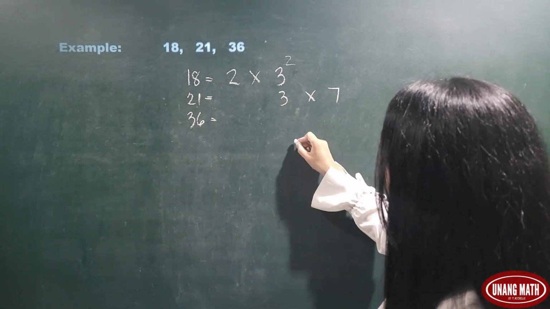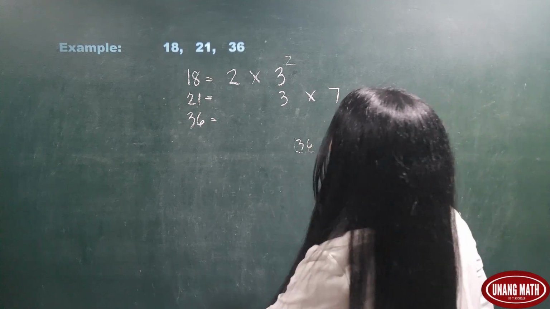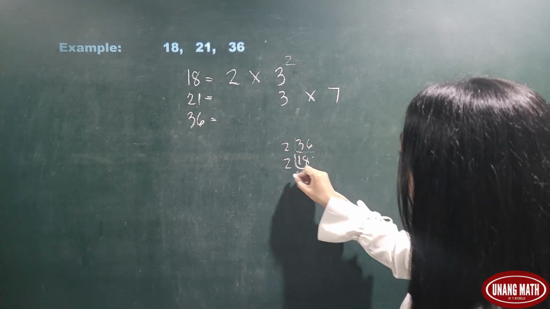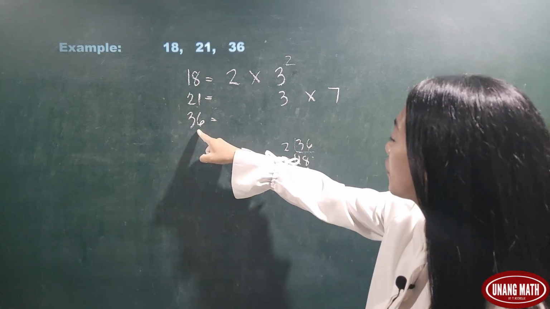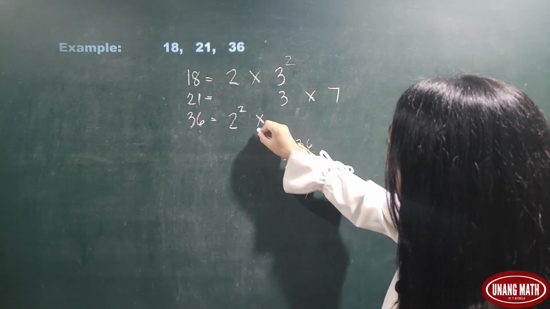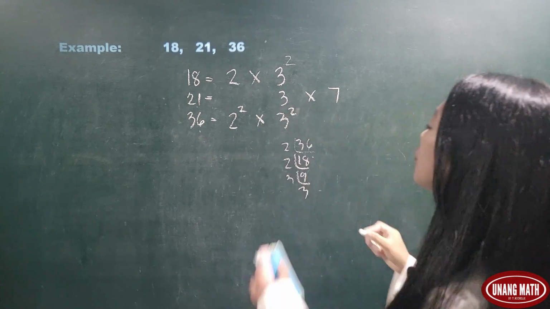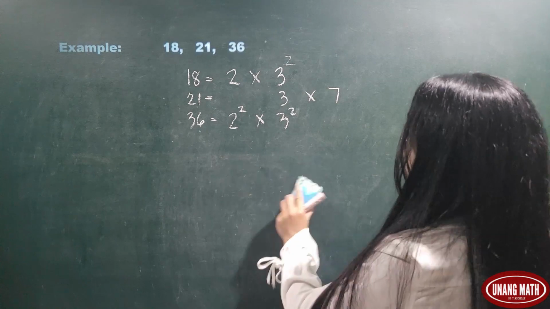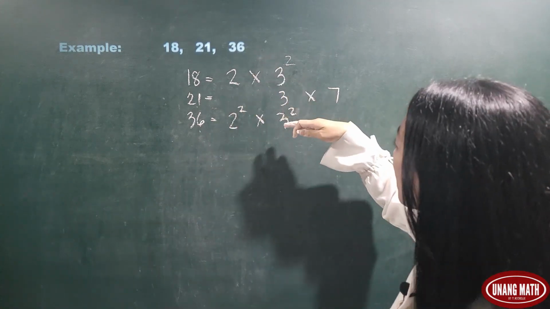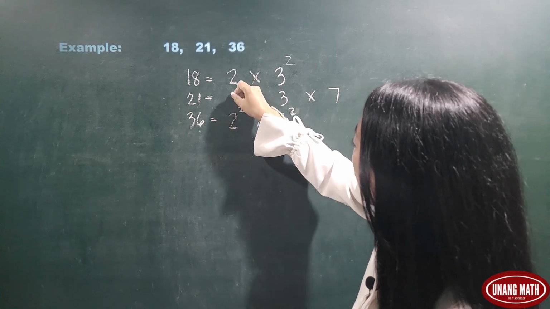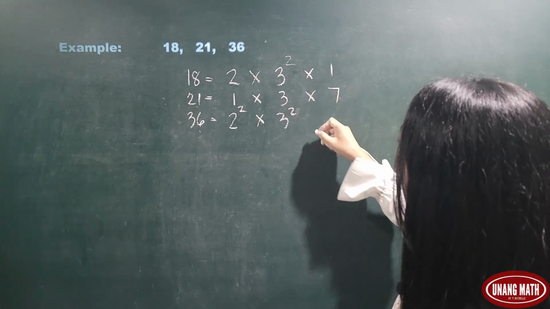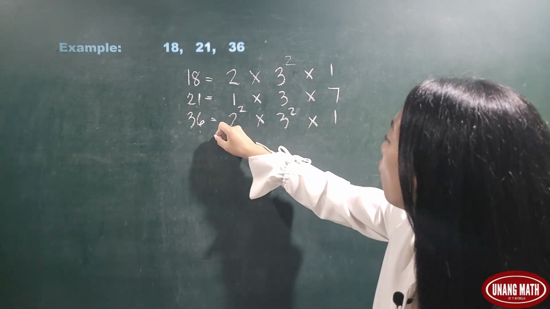How about 36? Okay, 36 divided by 2 is 18. 18 divided by 2 is 9. 9 divided by 3 is 3. So 36's prime factorization is 2 squared times 3 squared. So we will not be confused, again, if there's no number above or below the number, it means the number is 1. So 1 times 3 times 7. Okay, let's write 1 here also. Here is also times 1.